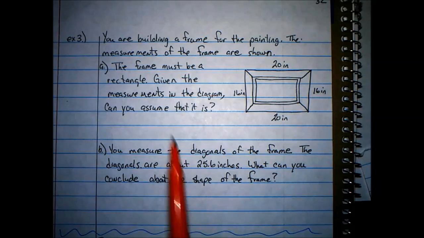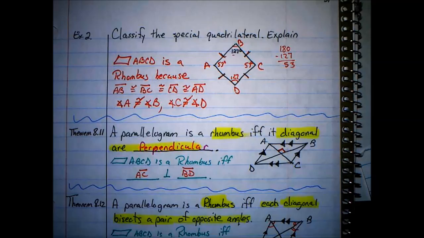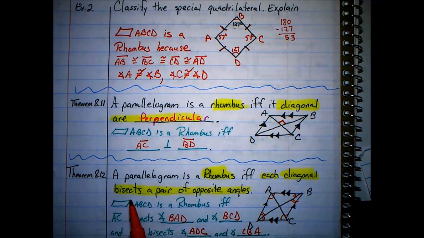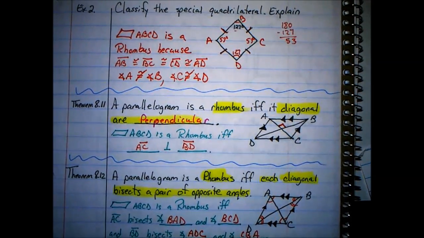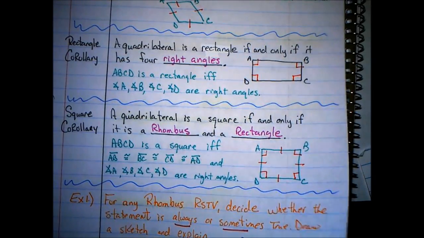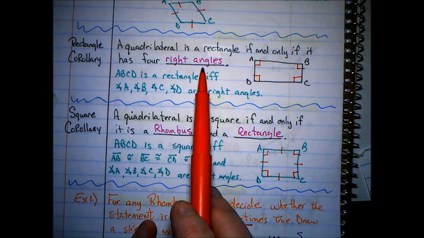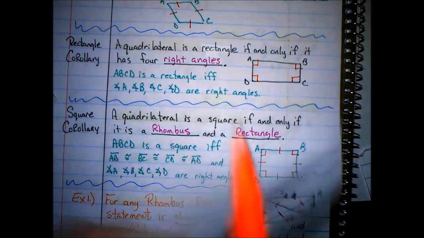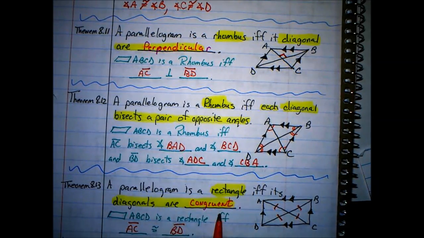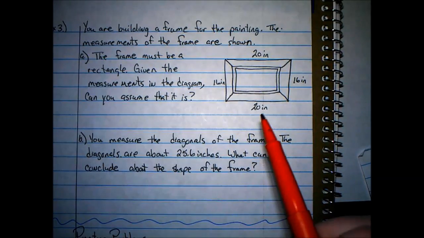Remember, to justify that something is a rectangle, we must know that the diagonals are congruent to each other. That's what indicates that this has to be a rectangle. Otherwise, the corollary on a rectangle says that you must have 4 right angles. So 4 right angles, or the diagonals congruent to each other.